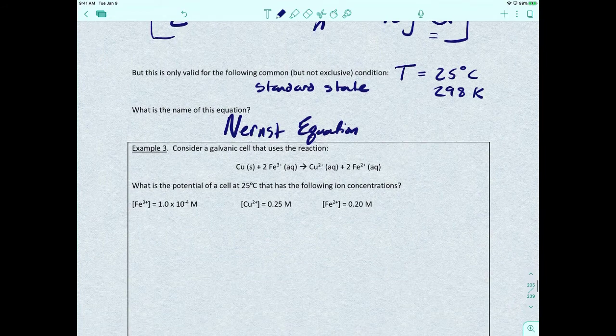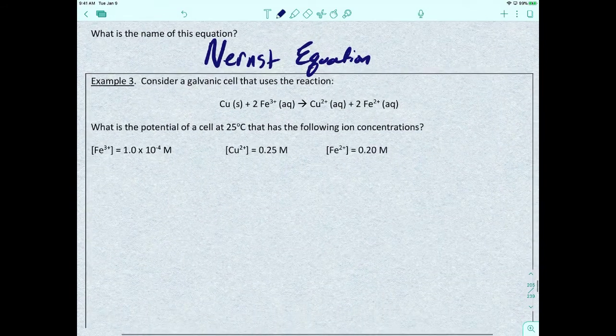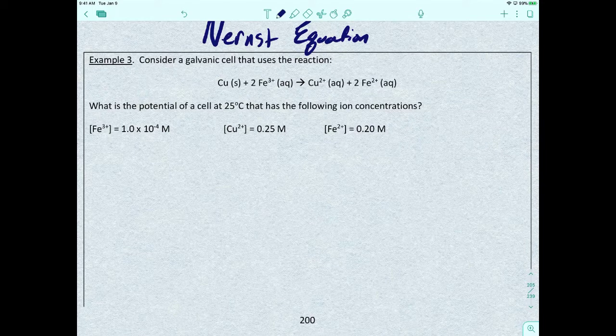Okay, so let's try a problem out. Consider a galvanic cell that uses the following equation: copper solid plus 2 moles of Fe3+ yields copper 2+ plus 2 moles of Fe2+. What is the potential of a cell at 25 degrees Celsius that has the following ion concentrations? The concentration of Fe3+ is 1.0 times 10 to the minus 4th molar, Cu2+ is 0.25 molar, and the concentration of Fe2+ is 0.2 molar.